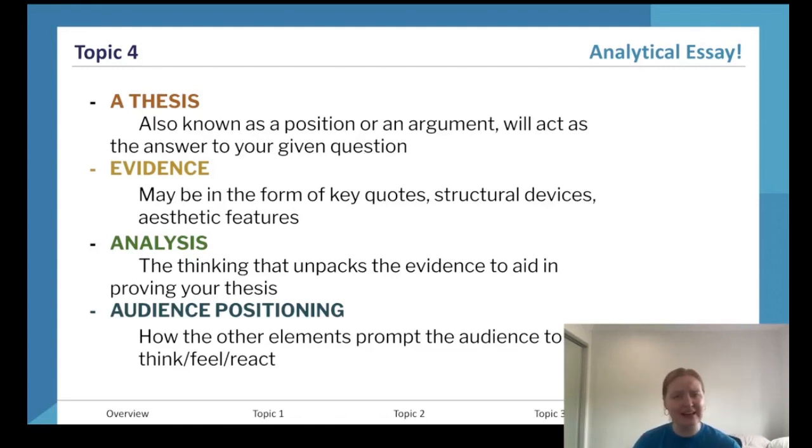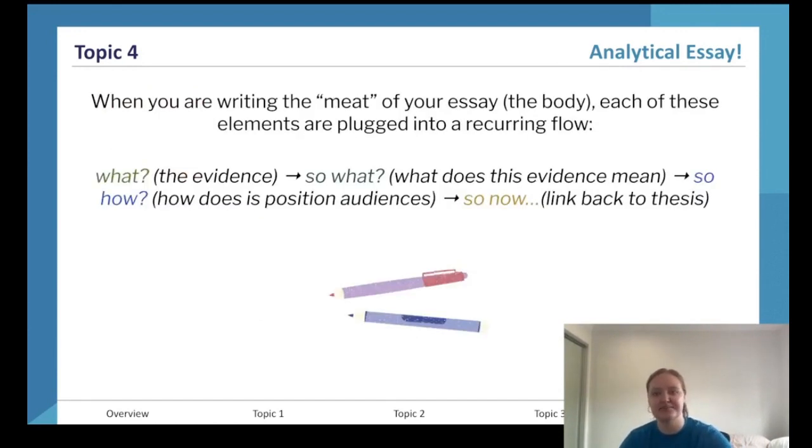Then you have your analysis. This is about digging below the surface, peeling back the layers, unpacking the evidence in order to aid proving your thesis. And then we have our audience positioning, of course, and this talks about how all those other elements that you've discussed prompt the audience to think, feel, or react. So those are your important elements of an analytical essay.